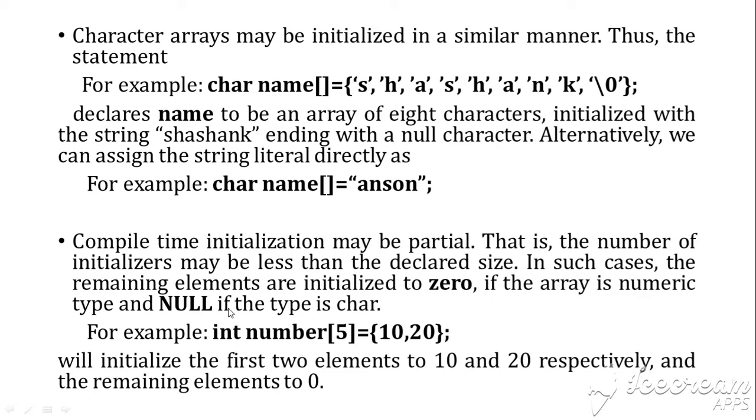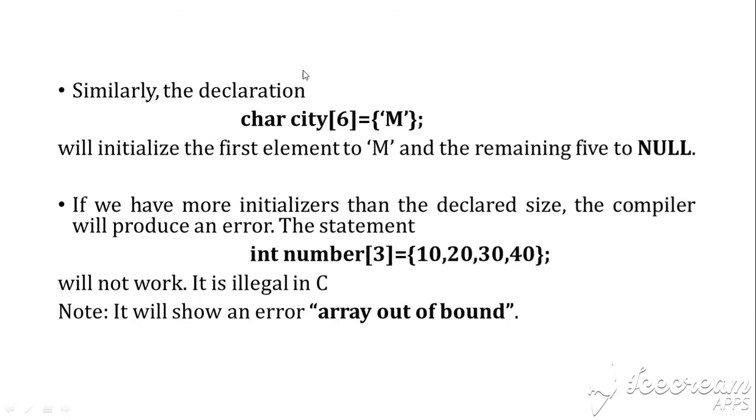Here is a case wherein you have the data type, then you have the array name. The maximum size is 5, but only the first 2 elements are initialized to 10 and 20. Since it is an integer array, the default values would be set to 0 for the rest of the 3 locations.